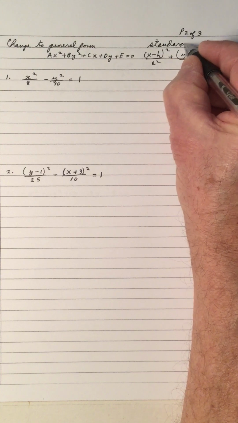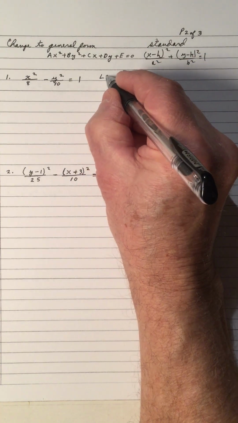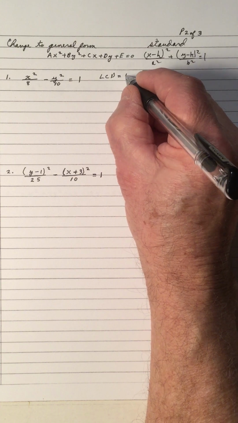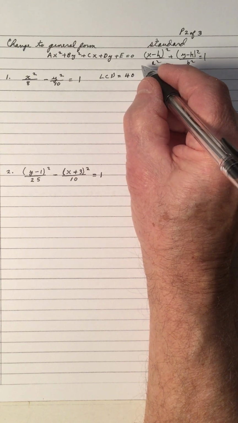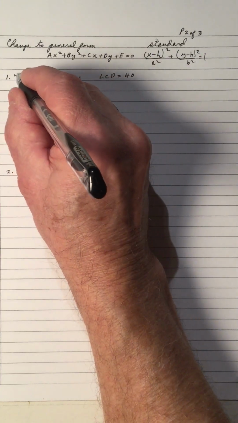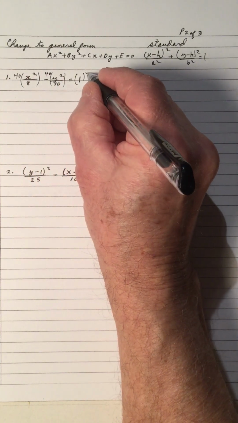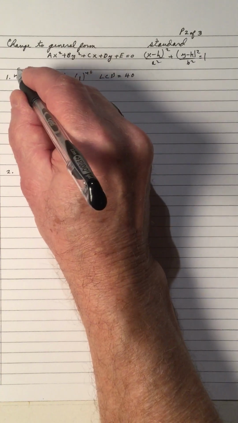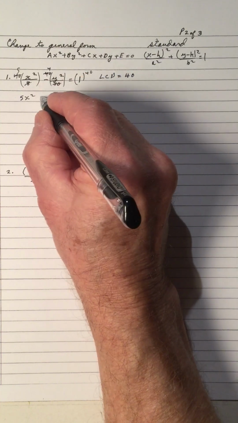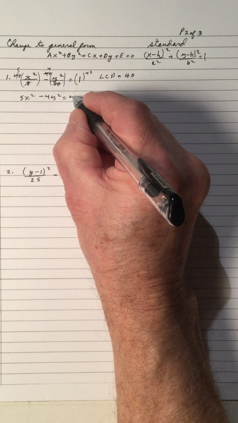So we're going to change it to the general form, which is x squared, y squared, etc. So the LCD of 8 and 10, we could say is 80, but the lowest LCD is 40. 40 is a common denominator for 8 and 10. So we multiply each part of the equation by 40. So 8 into 40 goes 5, so we get 5x squared. 10 into 40 goes 4, so we get a negative 4y squared. And 1 times 40 is 40.